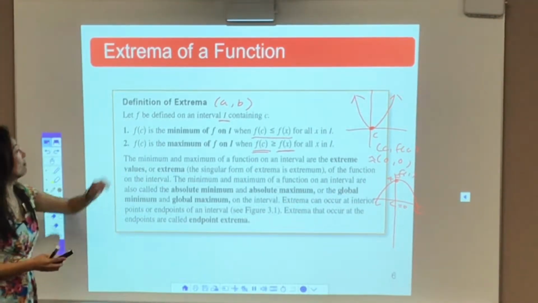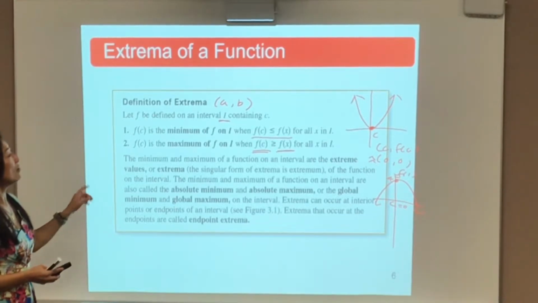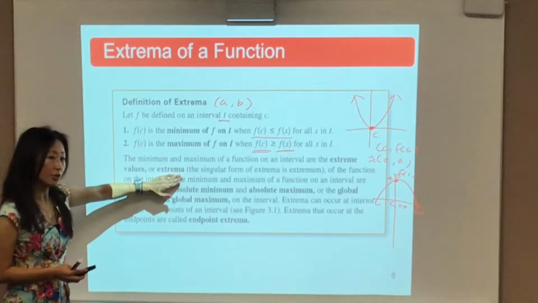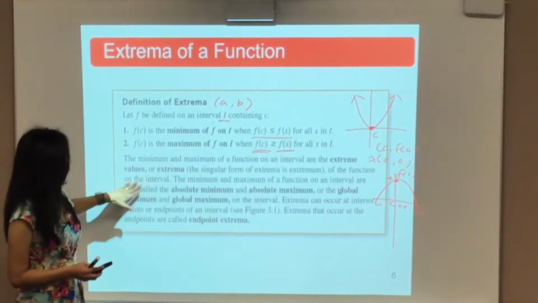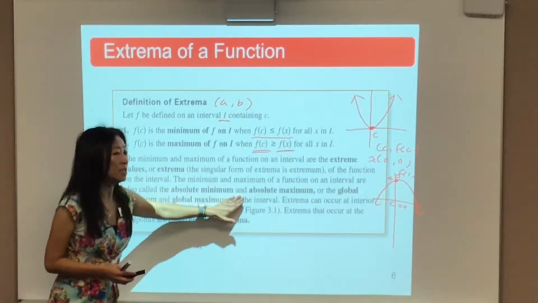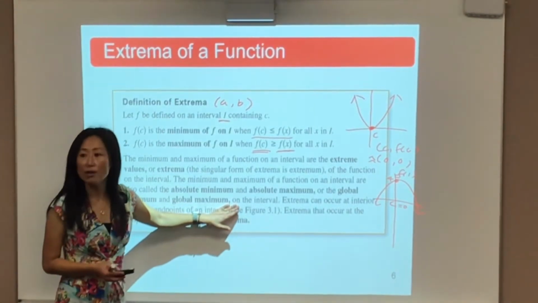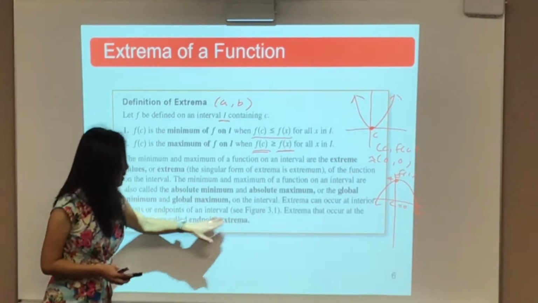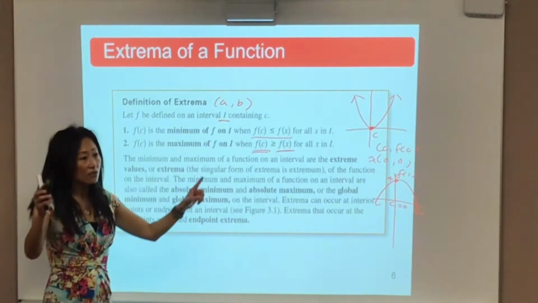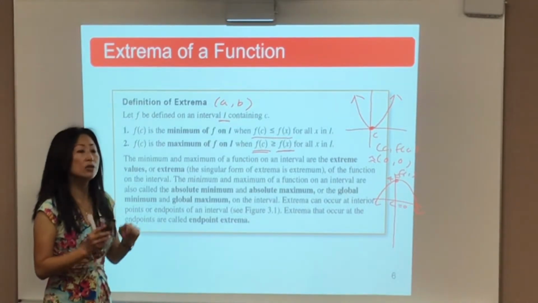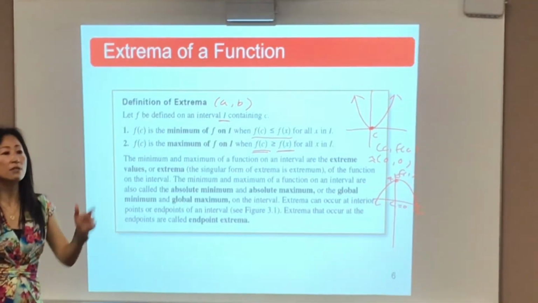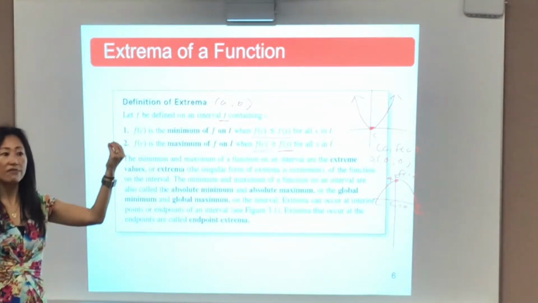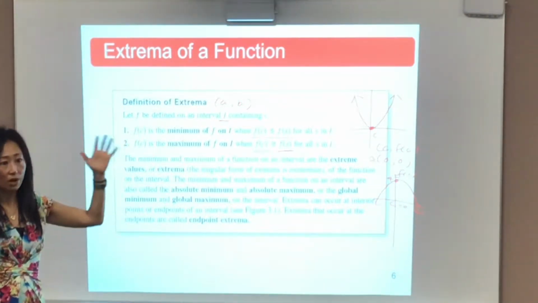And then the minimum and maximum of a function on the interval are called extreme values, or we can call them extrema. You can also call them absolute minimum or absolute maximum. They all have the same meaning. And sometimes the extrema can be an endpoint if your interval is closed. So your interval matters. If your interval is closed, you have to check the endpoints. If the interval is open, then you don't have to worry about the endpoints.